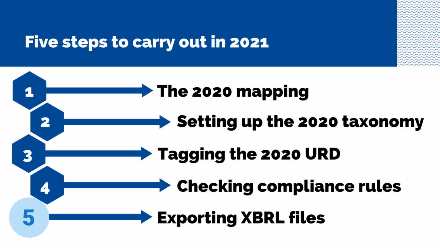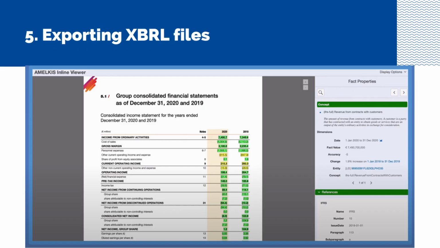The fifth step is exporting XBRL files. This step consists of exporting the two mandatory XBRL files. The first mandatory XBRL file is the Universal Registration document in HTML format. This document allows the reader to view the tags. This document is essential for checking the completeness and consistency of the tagging. It also allows the quality of the HTML conversion to be checked.